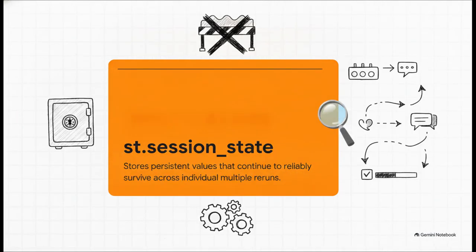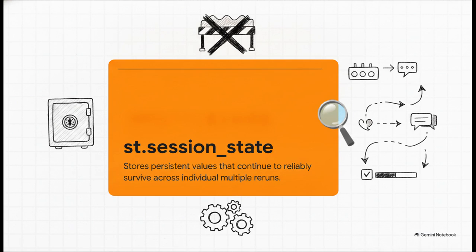But wait, there's another hurdle. Because variables are redefined on every rerun, what if you actually need to remember something a user clicked 5 steps ago? For those more advanced stateful applications, Streamlit gives us st.session_state. This acts like a reliable memory bank for your script. It lets you store persistent values that survive across multiple reruns.